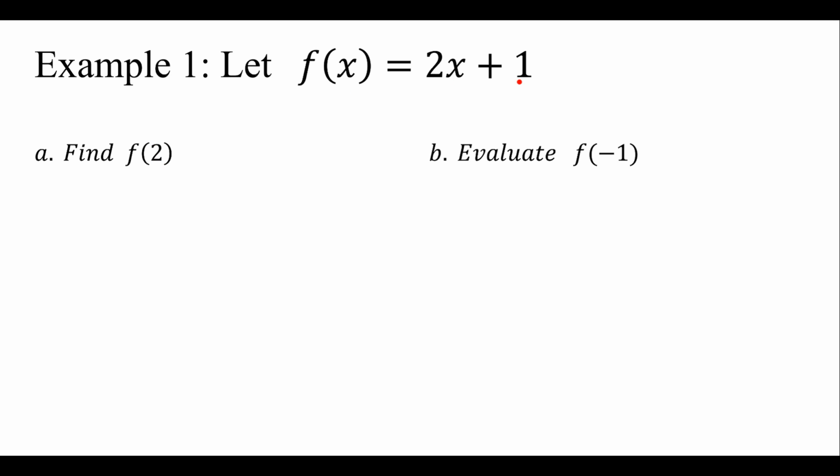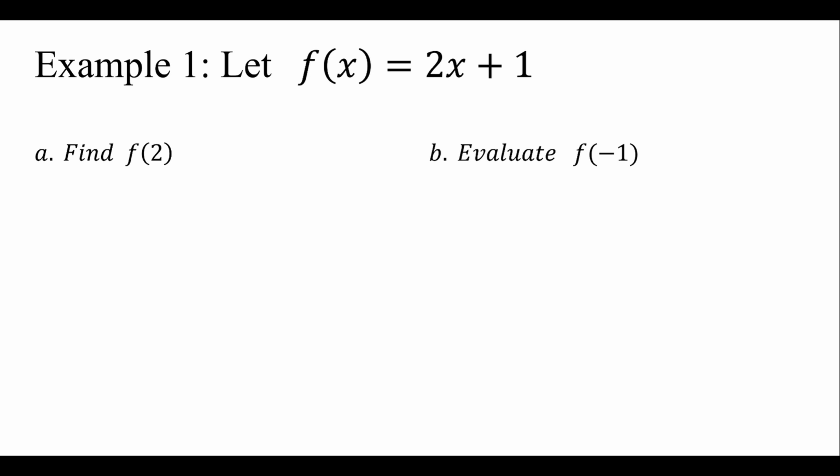Well, this is the rule that we use to find f at any number x. To find f of 2 means everywhere there used to be an x, you're going to plug in 2 instead. So substitute the x with a 2. This is the same thing as saying that the input that you give to f is 2. So what is the output when the input is 2? Well, I'm going to double the 2 and add 1 to it.